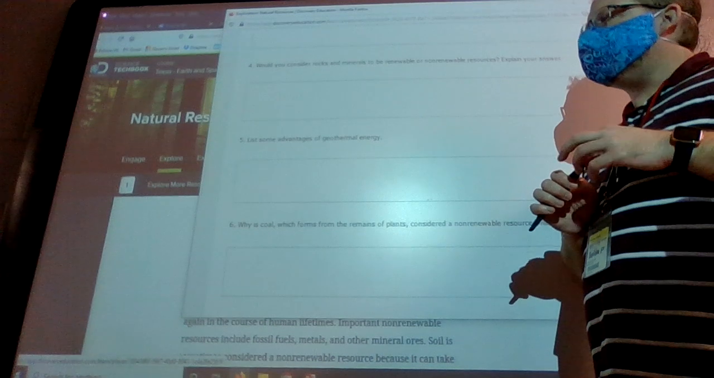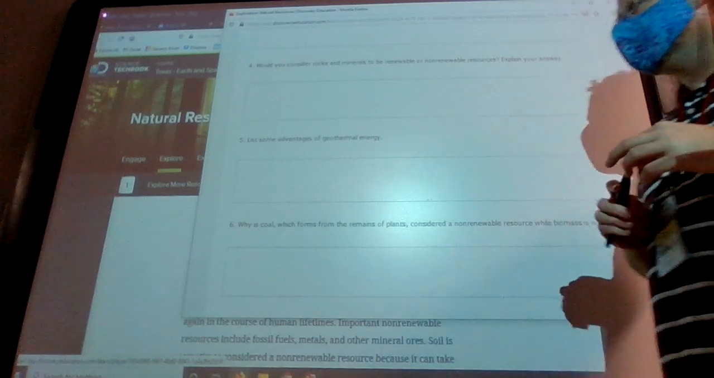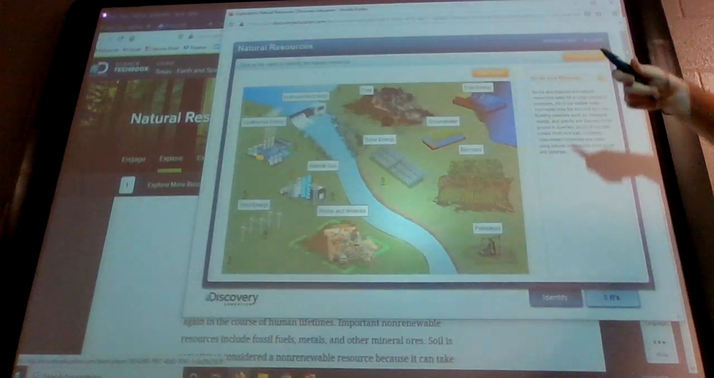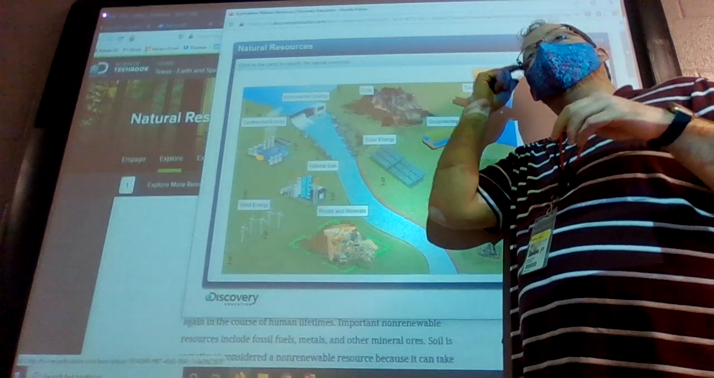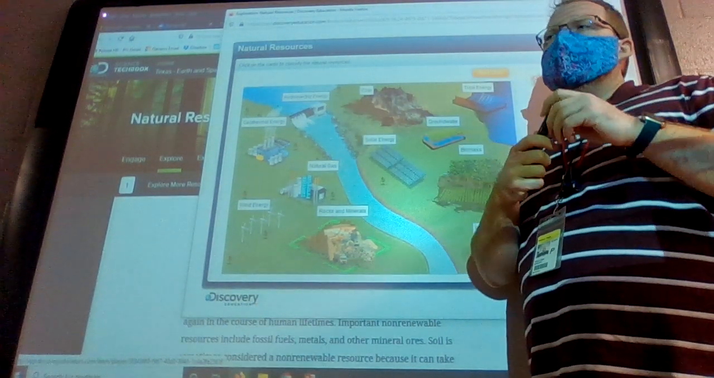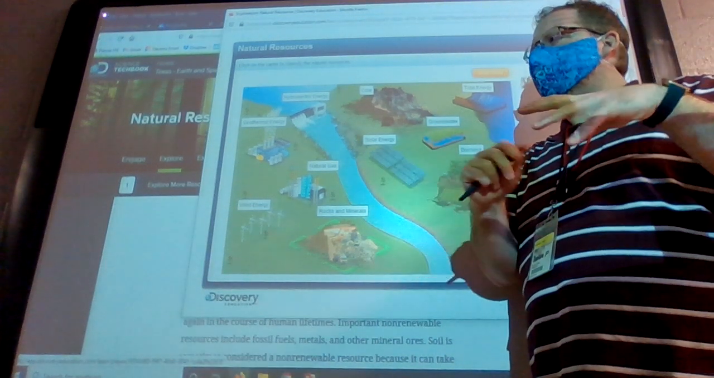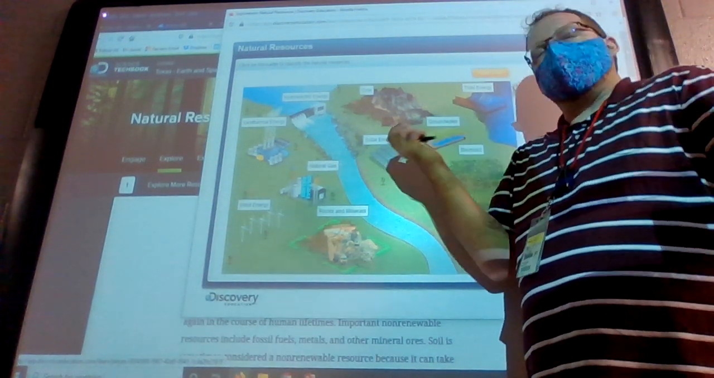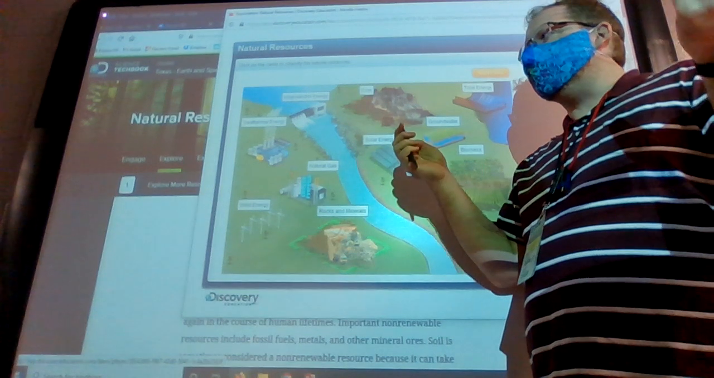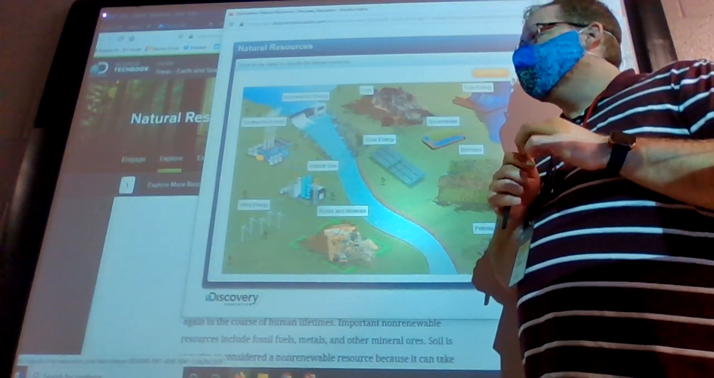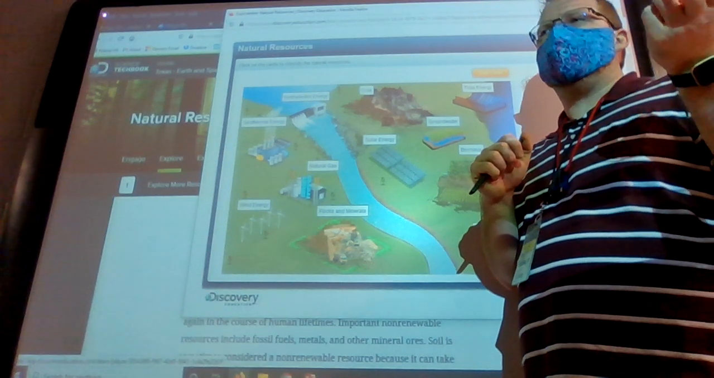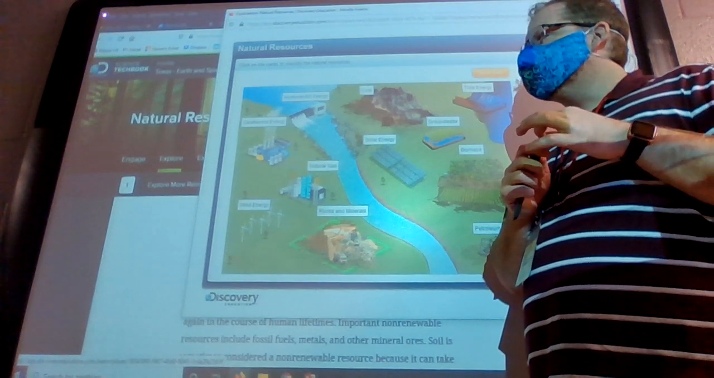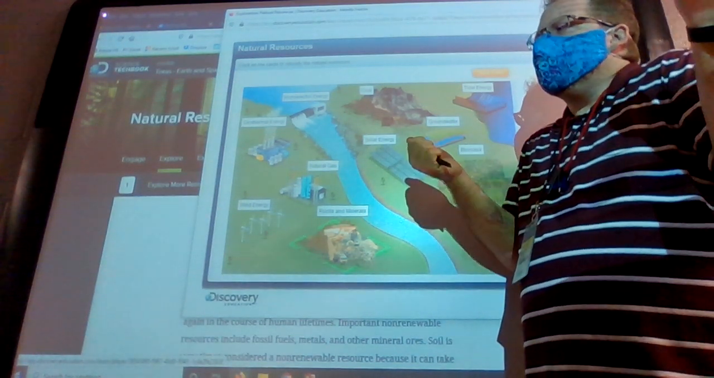Number 5, list some advantages of geothermal energy. What are some advantages of geothermal energy that y'all can think of off the top of your head? So geothermal, where are you getting the heat from? Earth. Yeah, the inside of the earth, the heat from the middle of the earth. So not all the way at the middle, but when it comes near the surface. So are you ever going to run out of that heat? No. So it's basically a renewable resource. Do you have to burn anything or create any pollution in the process? No. And let's see what else. So it's a clean, renewable source of energy.